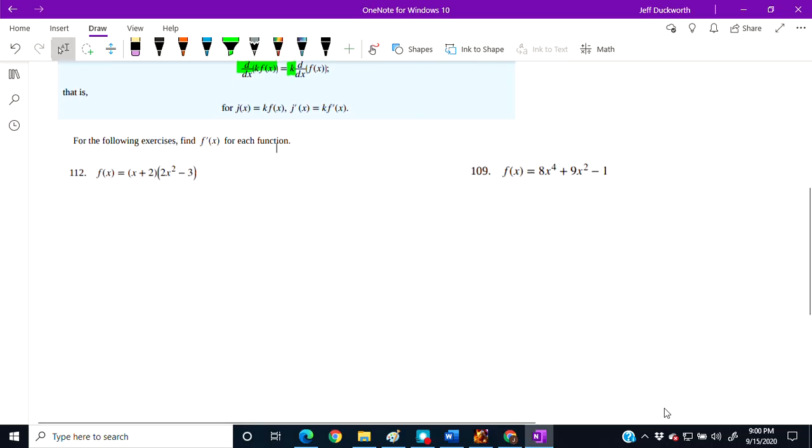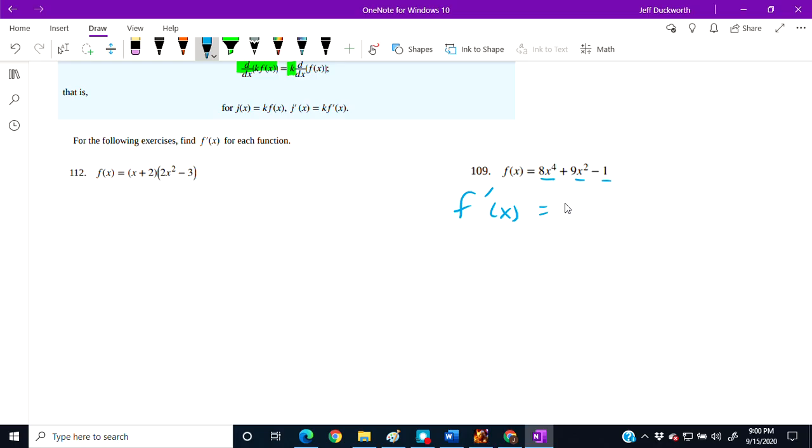All right, so here are two examples from the suggested homework. We're trying to find f prime of x, which again is a derivative. I'm going to do 109 first. I've got 112 on the left for a different reason. So for 109, we want f prime of x. Basically we can think of that as g, h, and i, three different functions.